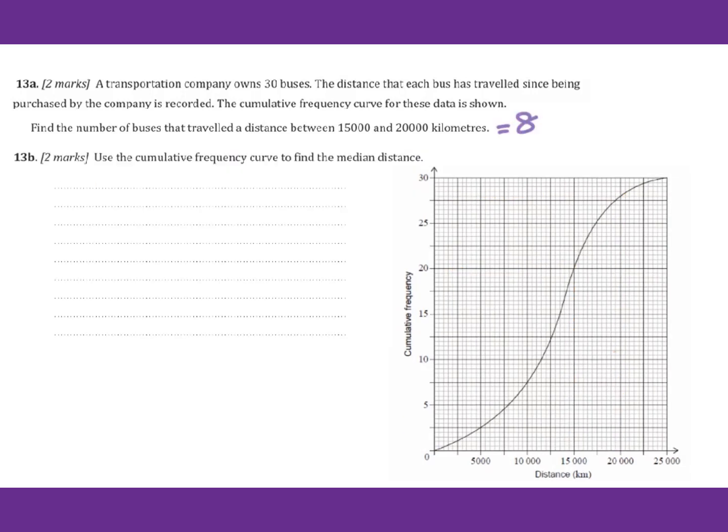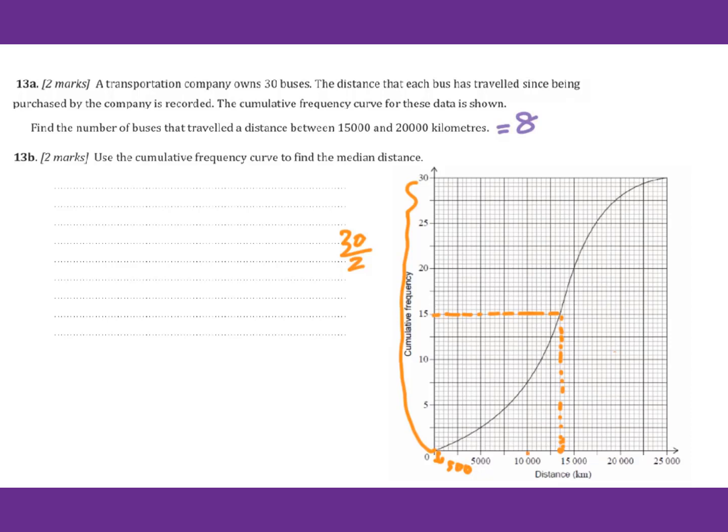Let's go to 13B. Use the cumulative frequency curve to find the median distance. Altogether, this is 30. So 30 divided by 2 is 15. So we do 15. Then going down like this. So find the scale. Each small one, that is 500.